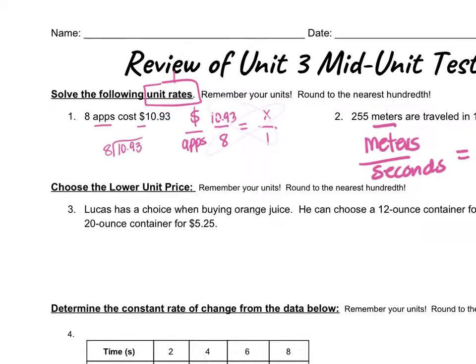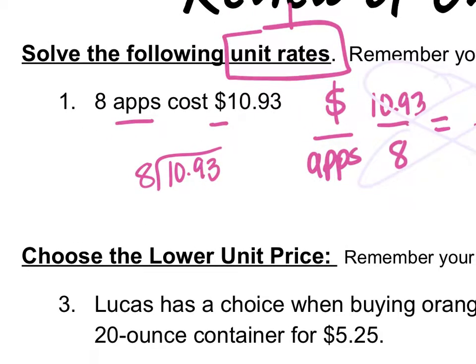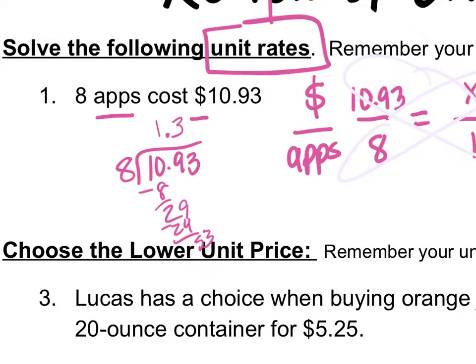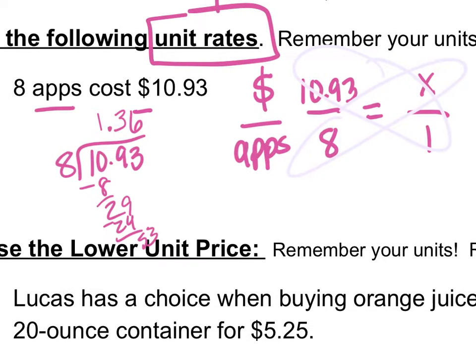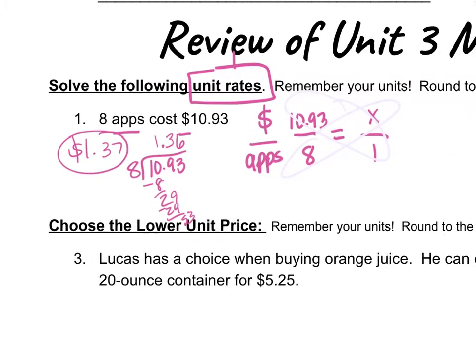So remember that first one, unit rates, we set it up, money over apps. It was $10.93 for 8 apps, so how many for 1? If we go through and divide, so I get 1, make sure you bring that decimal up. 8 will go into 29 about 3 times, so that's 24. So about 6 times, and if we keep going, that number is gonna keep getting bigger. And so since we're talking about money, let's just go ahead and round it to be 1.37. So $1.37 for 1 app.